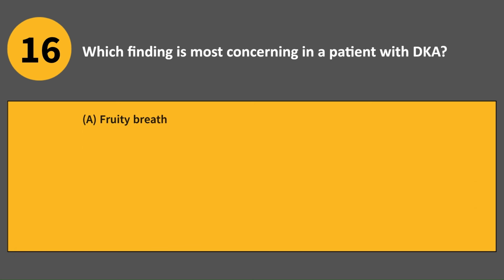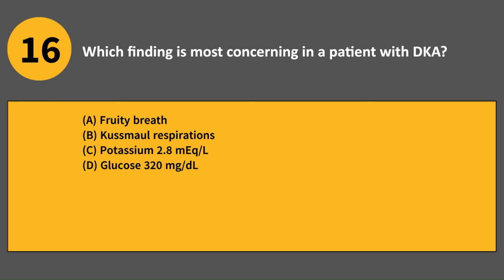Which finding is most concerning in a patient with DKA? A. Fruity breath. B. Kussmaul respirations. C. Potassium 2.8 milliequivalent/L. D.